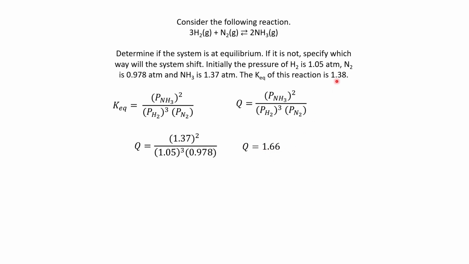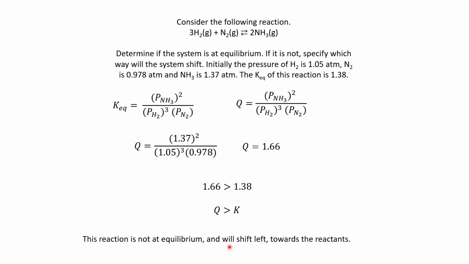So already these numbers are not equal, so we know it is not at equilibrium, but now we need to compare. Is it bigger or smaller to know which way it's going to shift? Well, 1.66 is definitely bigger than 1.38, so our Q is greater than K, which means our equilibrium is going to shift left. We're going to make more reactants.